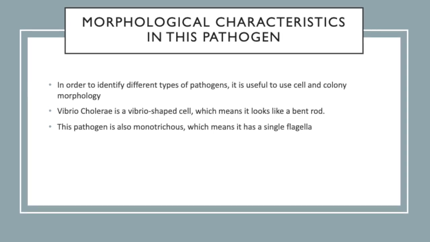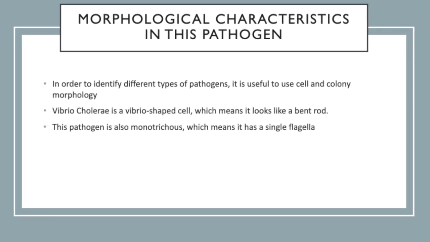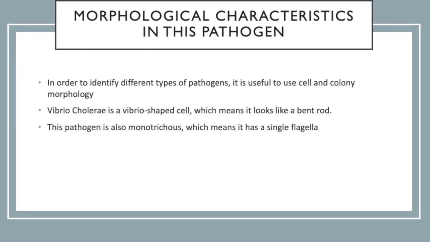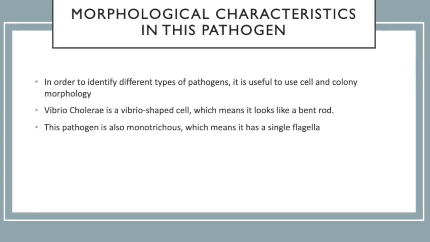Vibrio Cholerae is a vibrio-shaped cell, which means it looks like a bent rod. This pathogen is also monotrichous, which means it has a single flagellum.